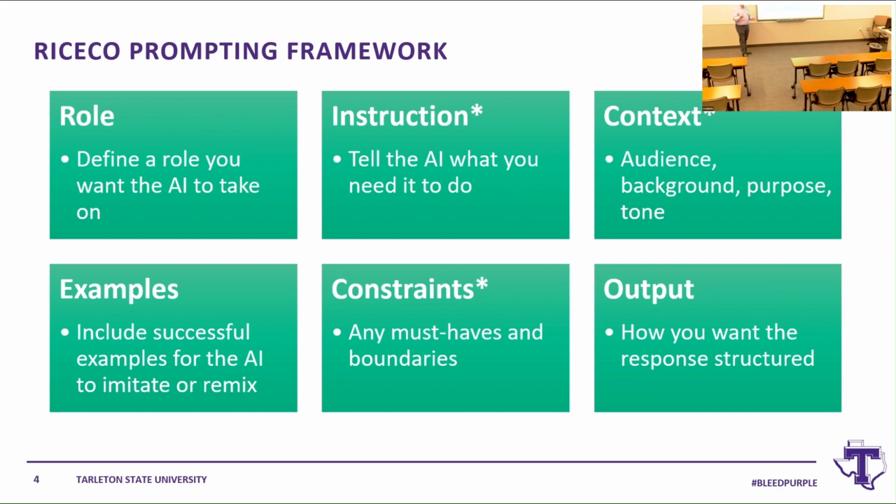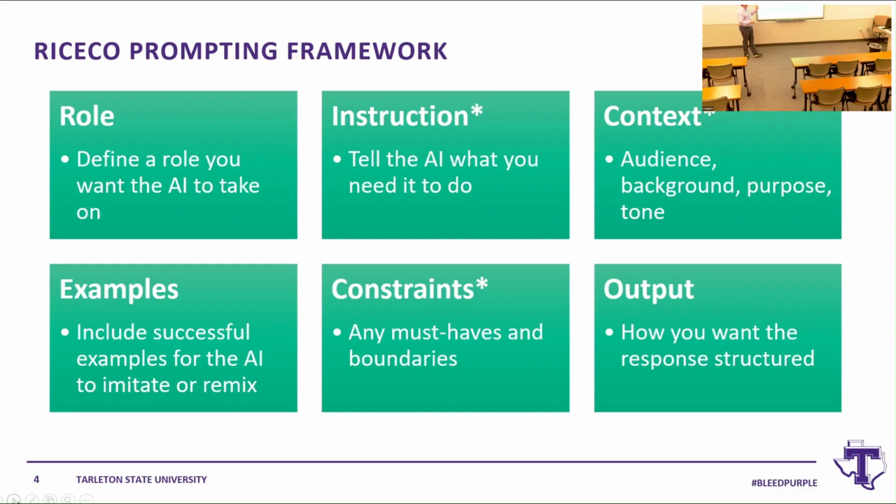Context is where you want to tell the AI about your audience. If it's not for you, who's it for? If it's for students, what grade level, what experience level, what major are they in? That kind of information. Constraints are where we tell the AI it has to include these items in the output, and that it shouldn't include these other items in the output.